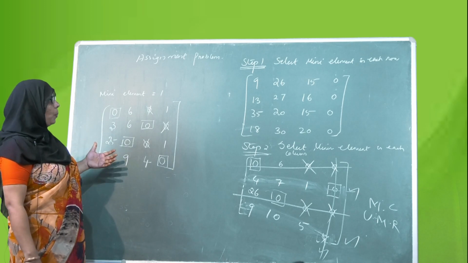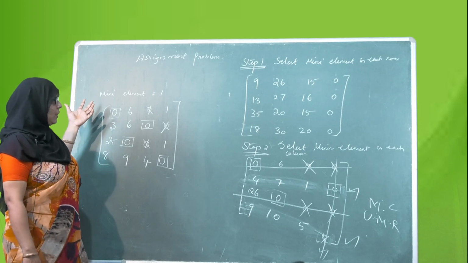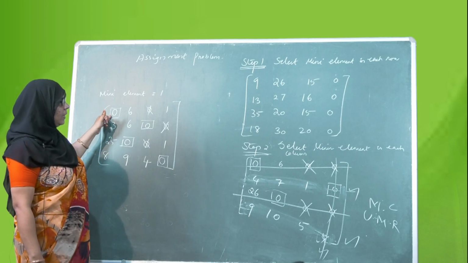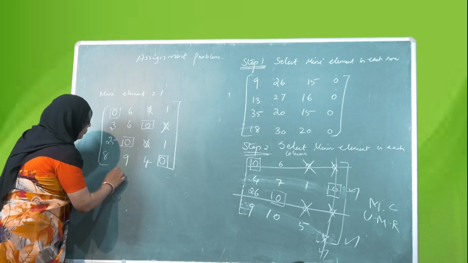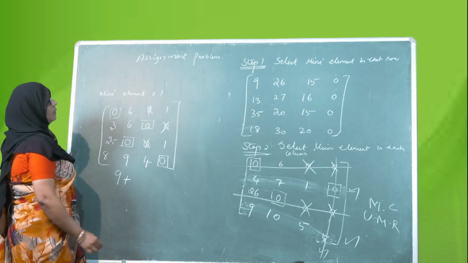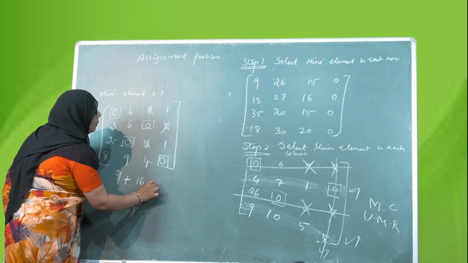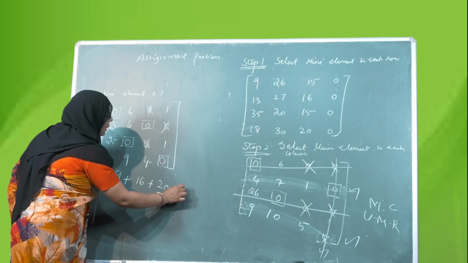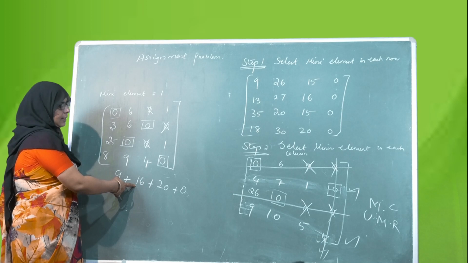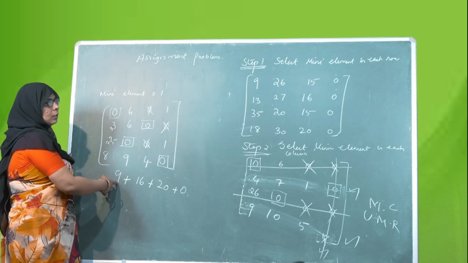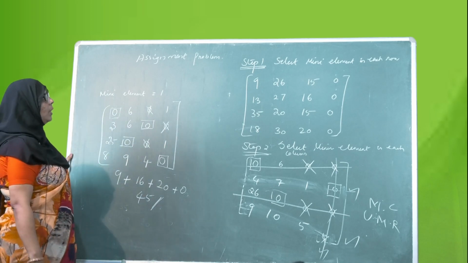In this problem, what are the numbers in the question? In the first row, the 0 is allocated. What is the answer? 9 plus 9 plus 16 plus 20 plus 0. So 20 plus 16 is 36, 36 plus 9 is 45. The answer is 45.